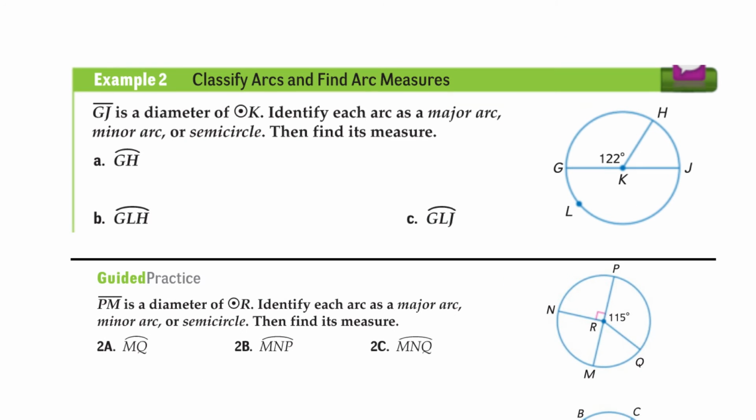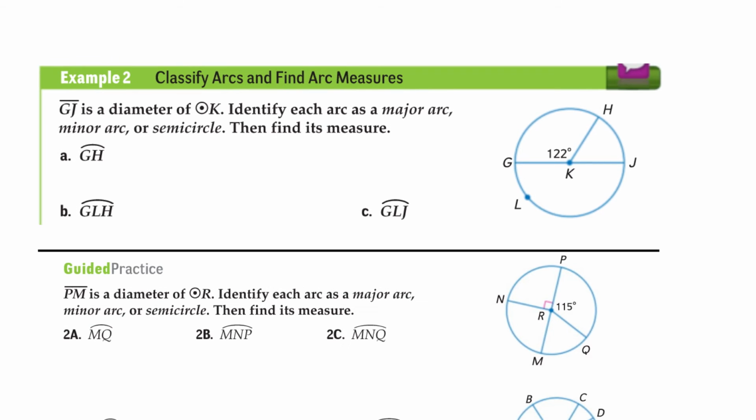Okay, so on the back here, this is asking for the measurement of arc GH. So GH right here. How many degrees would that arc be? 122. And is it major or minor? Minor.